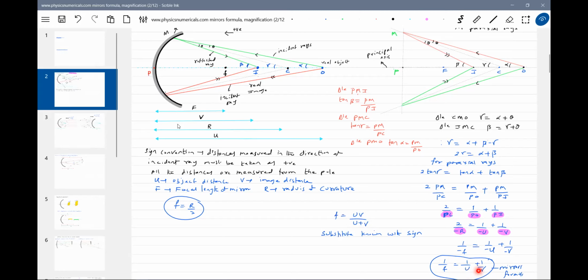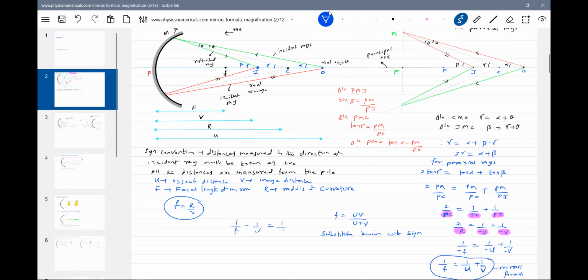I need not go for the geometrical construction. With the help of this formula, I can do it. So if you know the object distance and the focal length of the mirror, the unknown thing you can find out. Okay, let me solve for v. So it will be 1 by f.